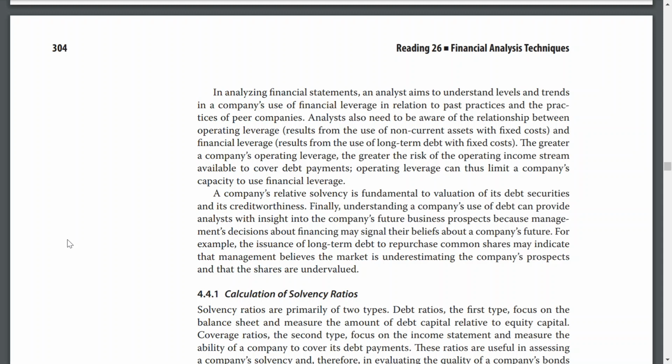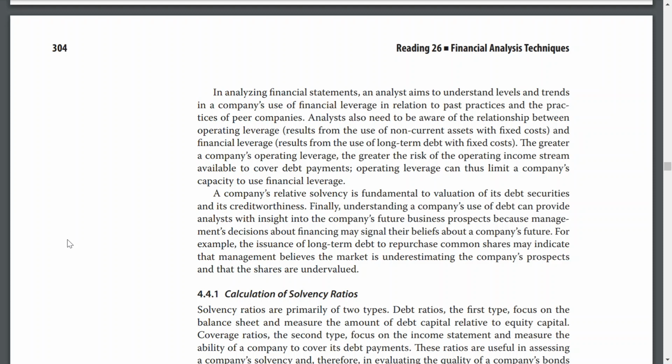Analysts also need to be aware of the relationship between operating leverage and financial leverage. The greater the company's operating leverage, the greater the risk of the operating income stream available to cover debt payments. Operating leverage can thus limit a company's capacity to use financial leverage. A company's relative solvency is fundamental in valuation of its debt securities and its creditworthiness.